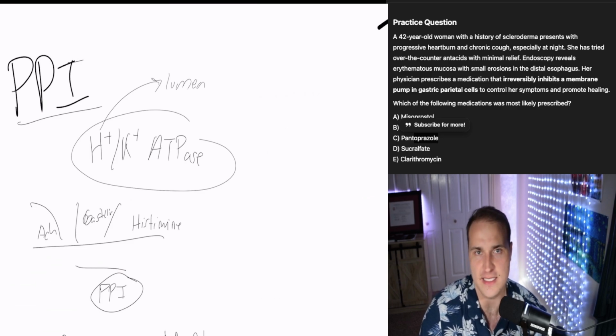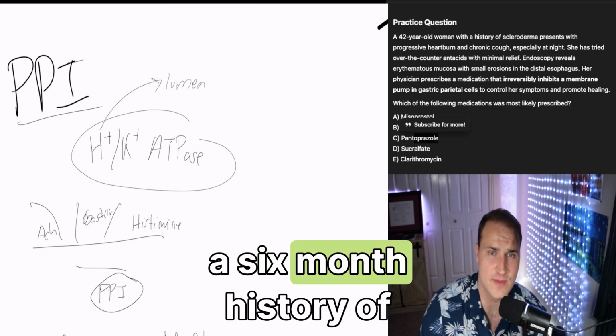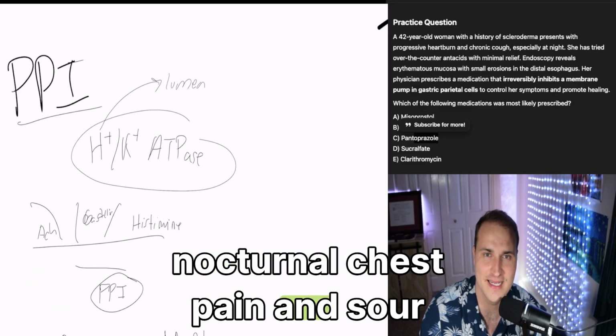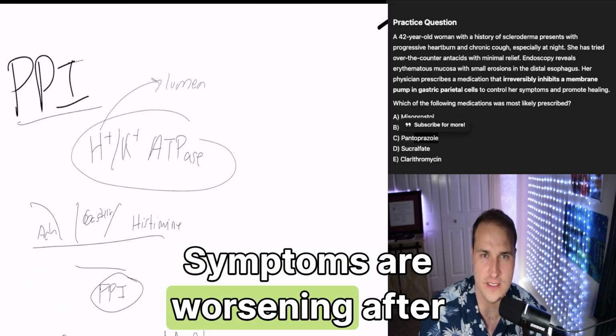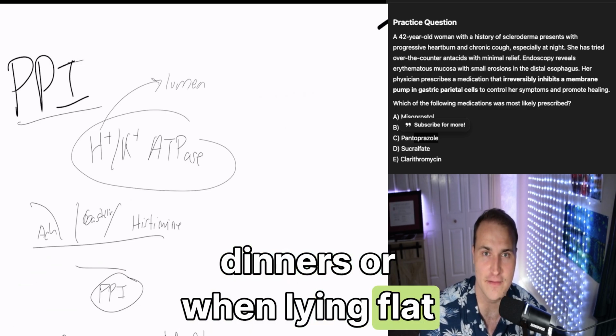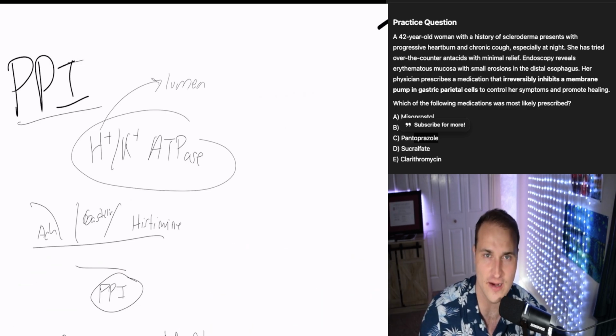So on test day, you might see a man or a woman with a 6-month history of nocturnal chest pain and a sour taste in the mouth. Symptoms are worsening after dinner or when lying flat. Endoscopy can show some linear erosions of the distal esophagus. You've got to give them that old omeprazole. It's first-line therapy for symptomatic GERD with erosive changes.